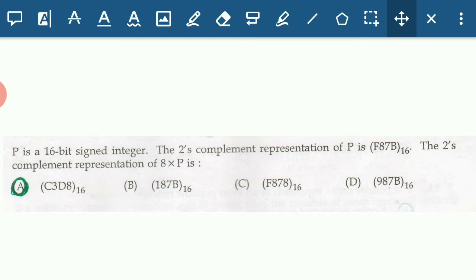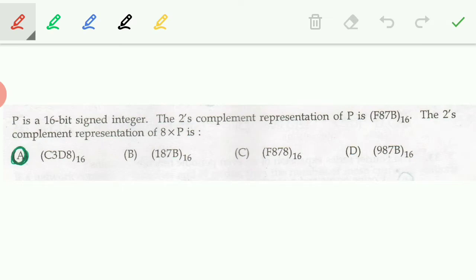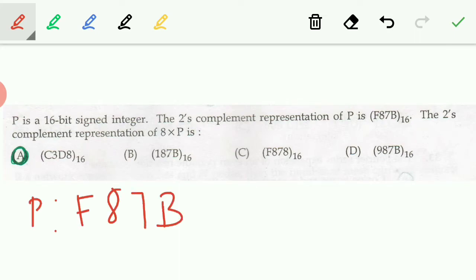Fine. Okay. What they have given is P, which is F87B, in 2's complement representation. So first we write F87B. It is a hexadecimal number, so convert it into binary first. 1 1 1.